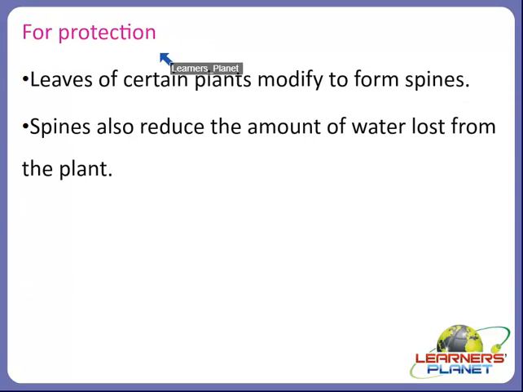And secondly, it also plays an important role for protection. Leaves of certain plants modify to form spines. So what will spines do? They will reduce the amount of water lost from the plant, and that is why it protects the plant. Although the function of leaves is to synthesize food, in some cases they get modified into distinct structures to perform special functions like support and protection to the plant, even storage of food and water, or to catch insects in case of insectivorous plants.